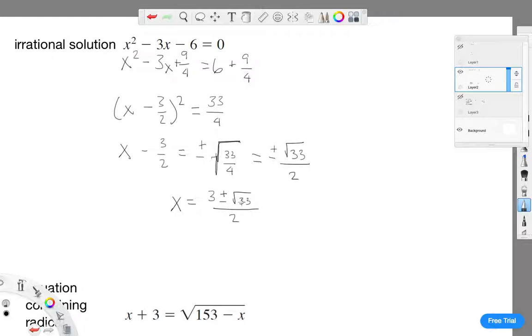We can't simplify this any further. There aren't any perfect squares inside of 33. There are no factors other than 3 and 11, neither of which we can take a square root of and come up with an integer solution. So that is our final answer right there. We could check it. It'll come out just fine.